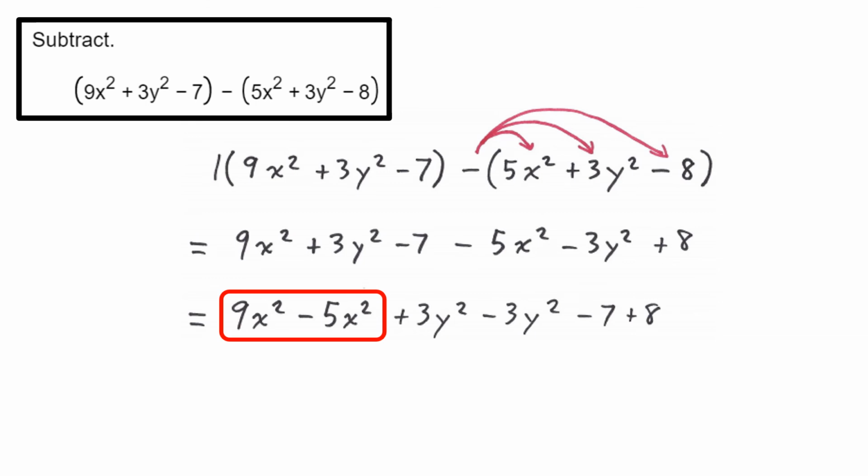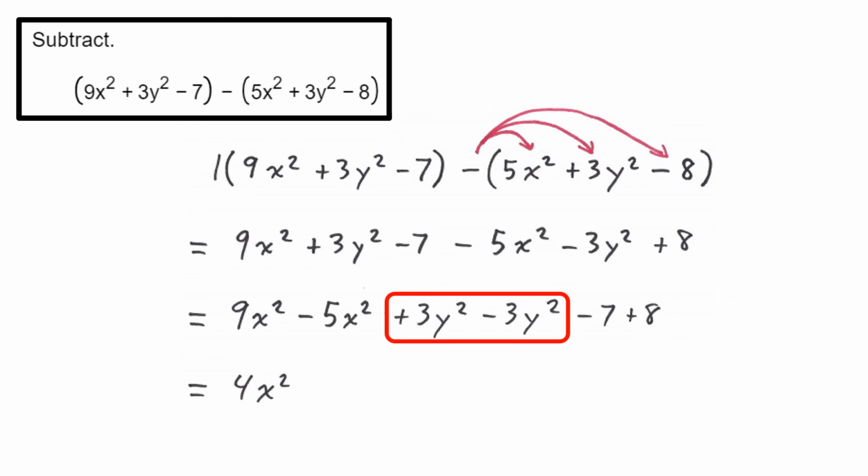Now we need to simplify. Our rule for simplifying common terms is to keep the variable part and add or subtract their coefficients. 9 minus 5 is 4, so we get 4x squared. These two terms are also common, and if we use our rule, we keep the variable part, and when we combine the coefficients, 3 minus 3 is 0, so we get 0y squared. But recall that 0 times anything is 0, so this simplifies to 0.